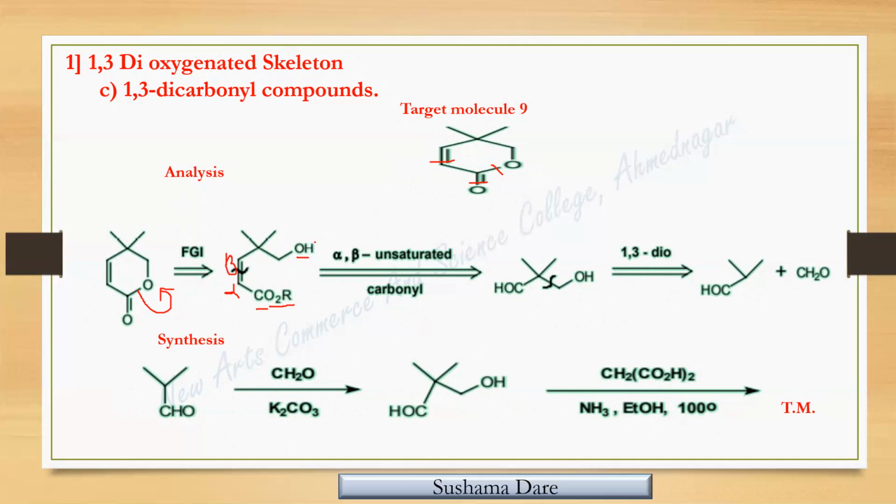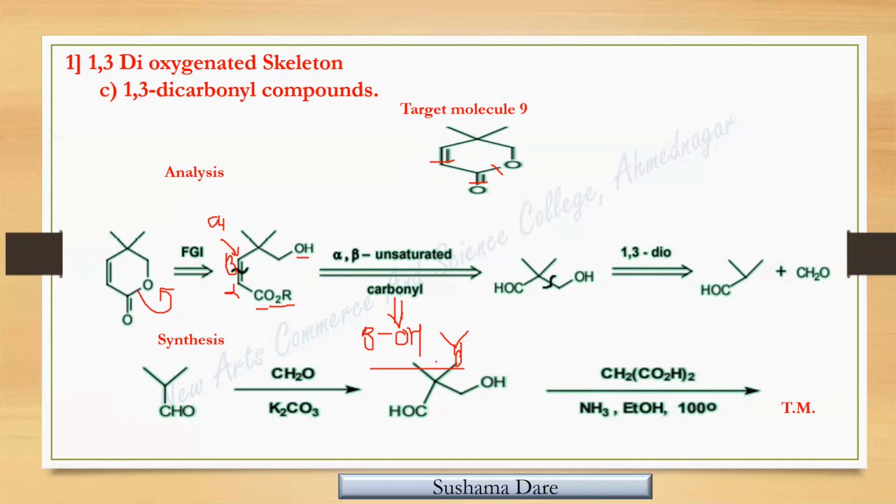Whenever an alpha beta unsaturated carbonyl compound is there, what do we have to do? We have to convert it into a beta hydroxycarbonyl compound. How do we convert it? Which is the beta position? The beta position is here. So place the hydroxy group here, at the beta position, and at the alpha position you write down the H. So convert it into a beta hydroxy carbonyl compound.